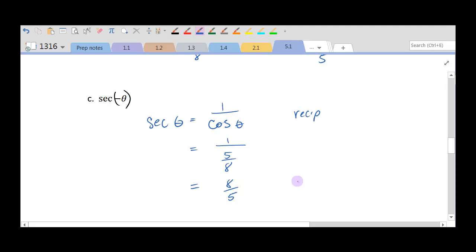Now the negative angle identity says if I have the secant of a negative theta, that's the same thing as the secant of positive theta. So the sign doesn't change, because I know that theta is positive in quadrant 4, and so that's how come the sign doesn't change on this. So the answer would be 8/5.